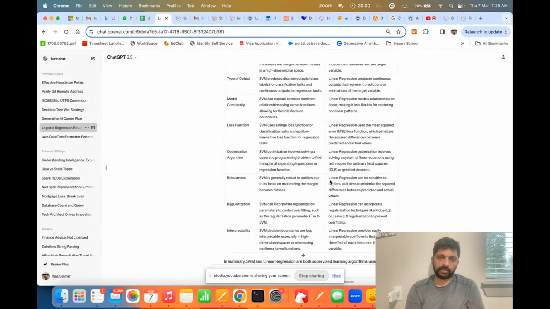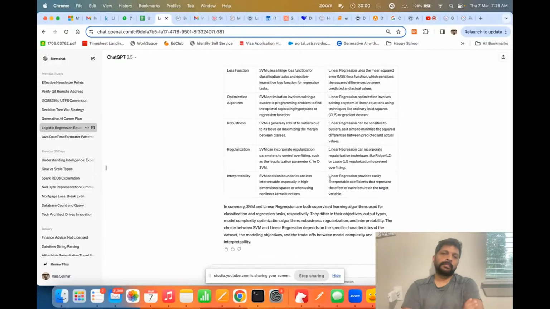Interpretability: SVM decision boundaries are less interpretable, especially in high-dimensional spaces or when using nonlinear kernel functions. Linear regression provides easily interpretable coefficients that represent the effect of each feature on the target. Yeah, because we are not doing w times x plus b as in linear regression. What we are doing is w times something like phi of x or g of x or k of x, or whatever function is applied on x at each point level to impact the points.